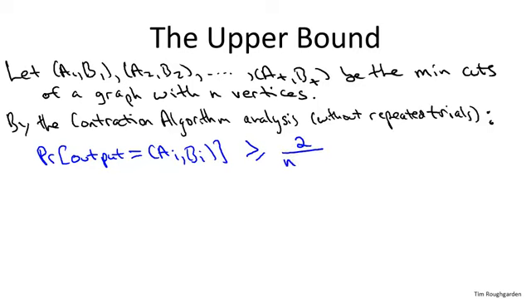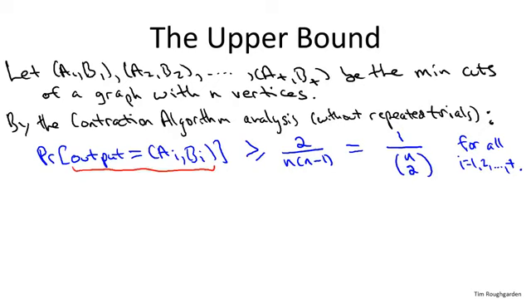So instantiating the contraction algorithm success probability analysis without all of the repeated trials business, we show that for each of these t cuts, for each fixed cut (A_i, B_i), the probability that this algorithm outputs that particular cut is at least 1 over n choose 2. Let's introduce a name for this event, the event that the contraction algorithm outputs the ith min cut. Let's call this S_i. The key observation is that the S_i's are disjoint events.